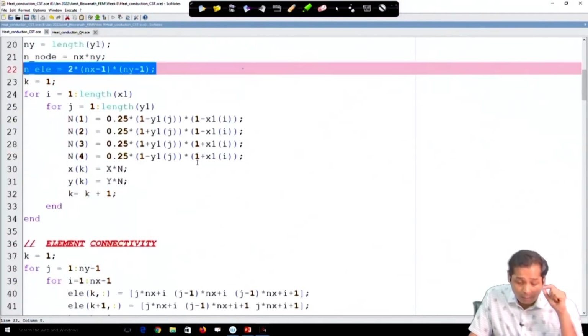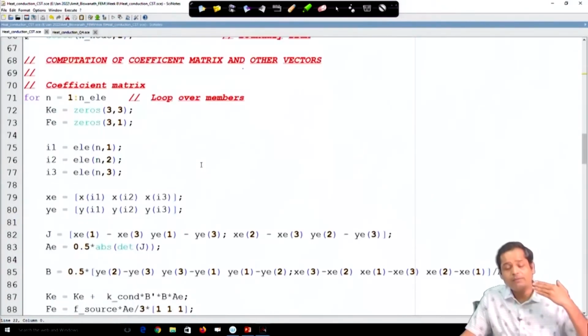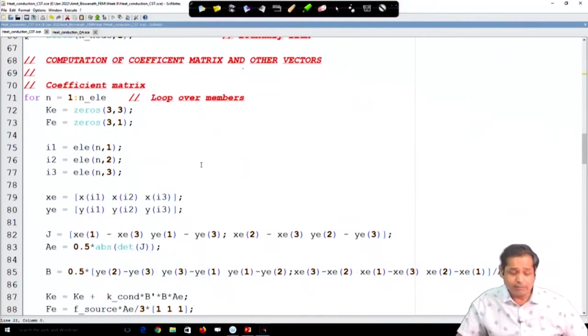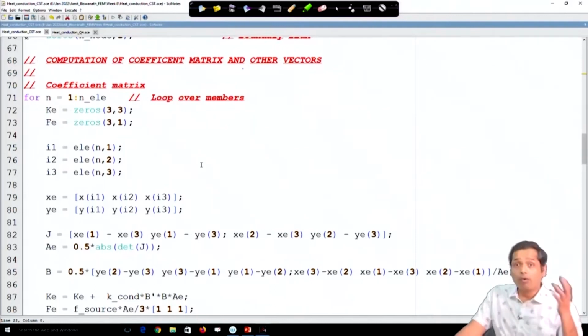Okay. Now next, we have to take every element, write the coefficient matrix and all other vectors, and then initialization of the entire coefficient matrix and vectors is done as per their degrees of freedom. Now we have to compute these element level matrices and then populate the global matrices based on the connectivity of the element, or the global node numbering of the element.